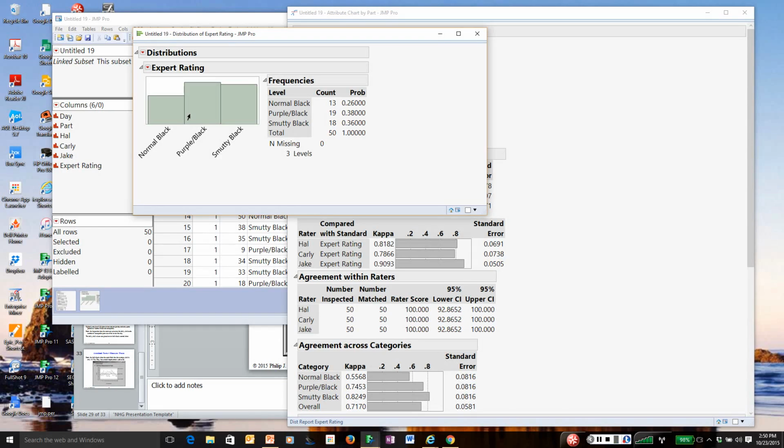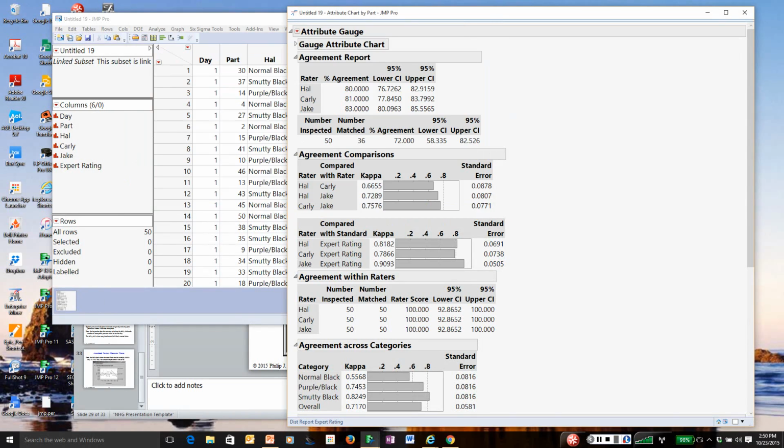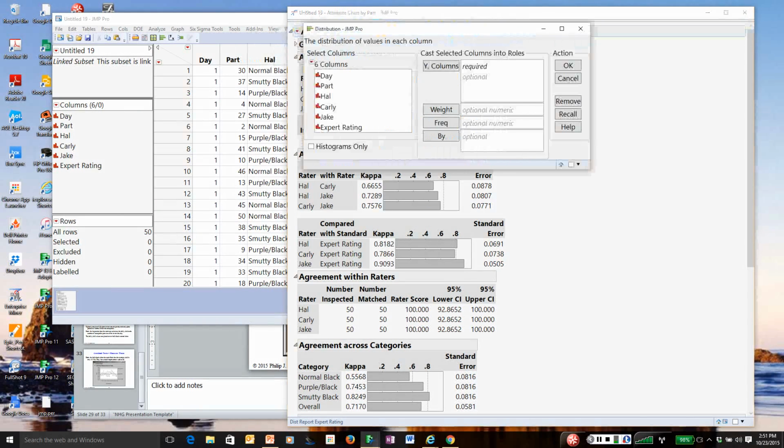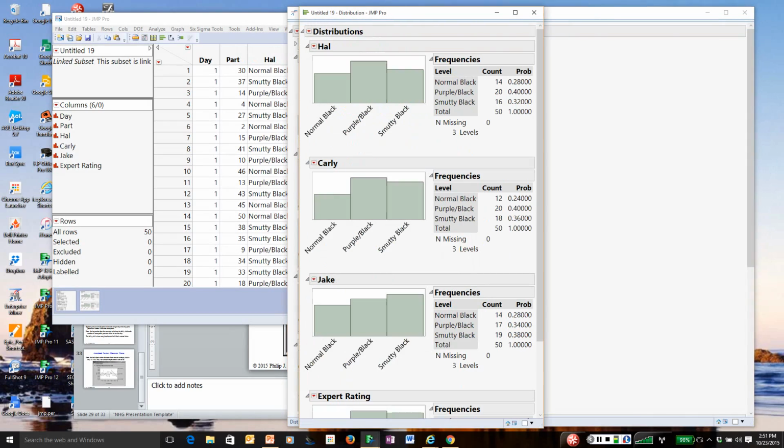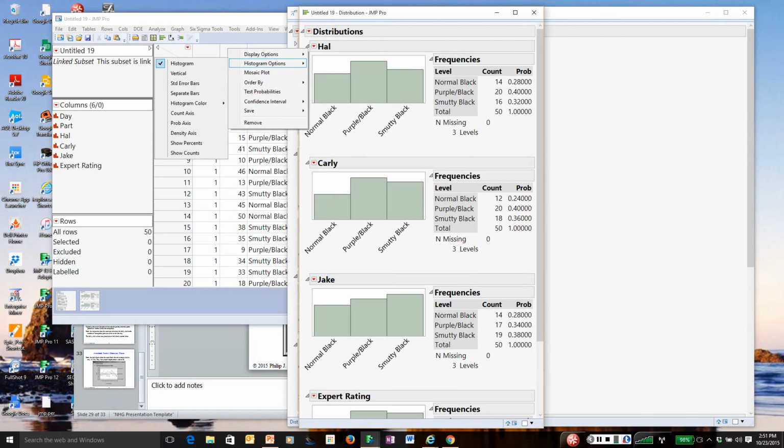So we have a healthy sample of all three, and it turns out that all of the raters seem to do a good job of agreeing with the expert. In fact, the way I can show that to you is, again, use distribution and just put all four of them in, the raters and the expert. Okay. So again, if the expert is considered correct, actually I think I'll just leave it the way it is.